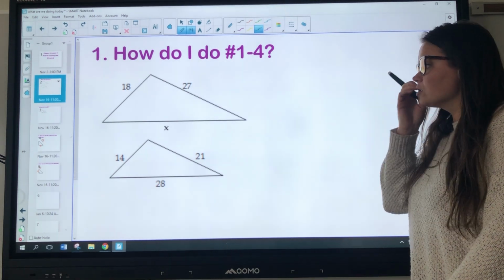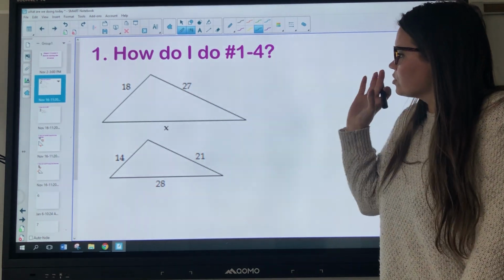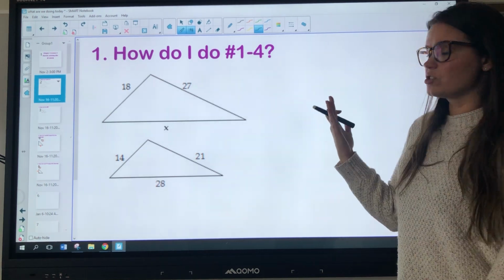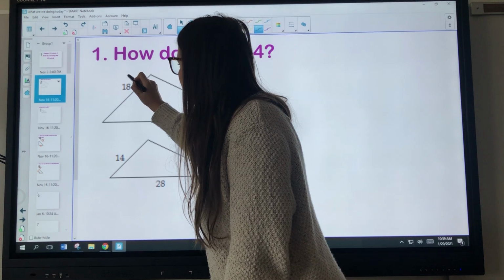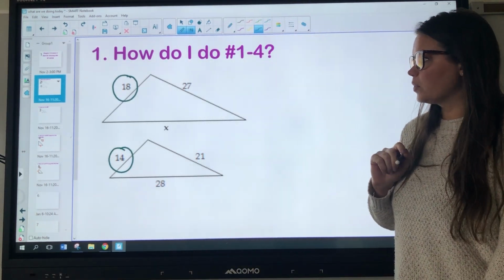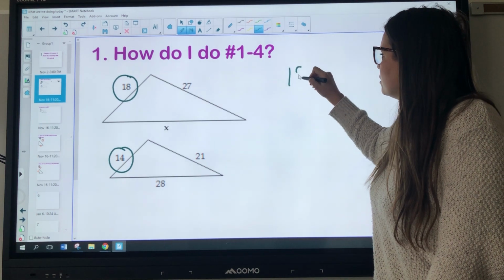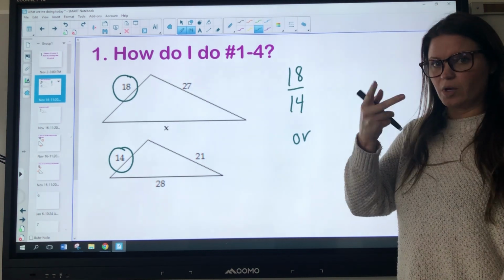They have to tell you that these two triangles are similar, and then really you're just going to pick any pair of corresponding sides. There's technically 12 different ways to get this answer correct. So just pick a pair. 18 and 14 are a pair of corresponding sides. Put them in a fraction. And I'll prove to you that it doesn't matter which way you put them.